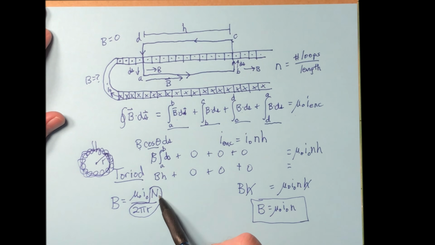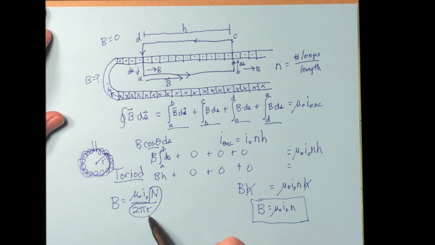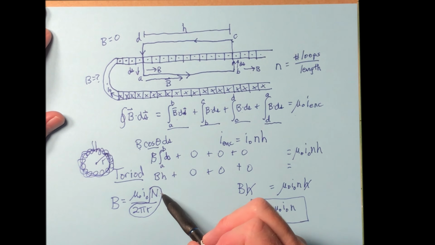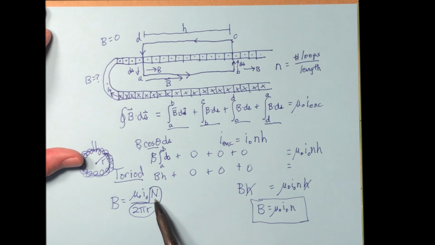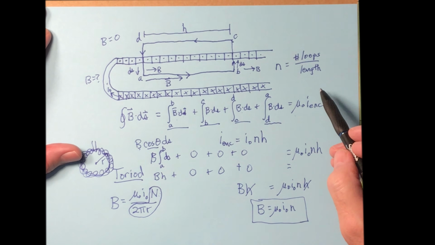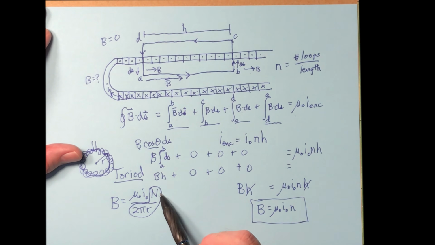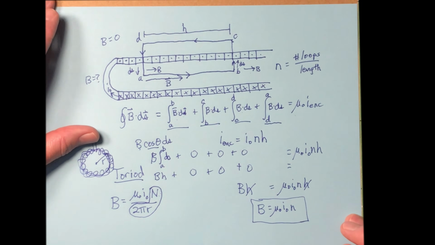And if you look at that, that's number of loops per length. The length is this circumference, 2 pi r, and N is the total number of loops. So really these are just two different ways to write the same thing. Big N in this case represents actual loop count. Little n represents loops per length. But when you've got actual loop count divided by the actual length, that's just n right there. So they're the same sort of equation.